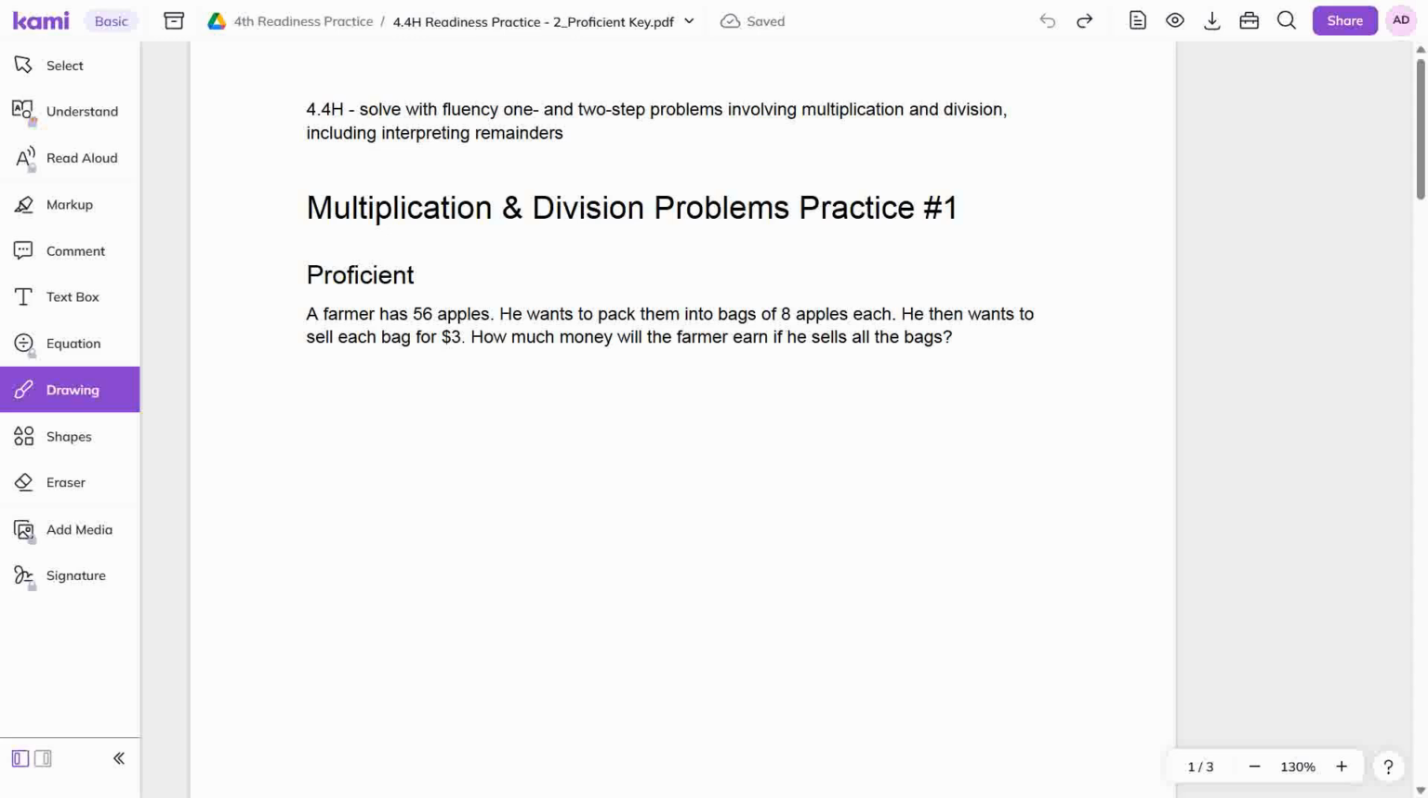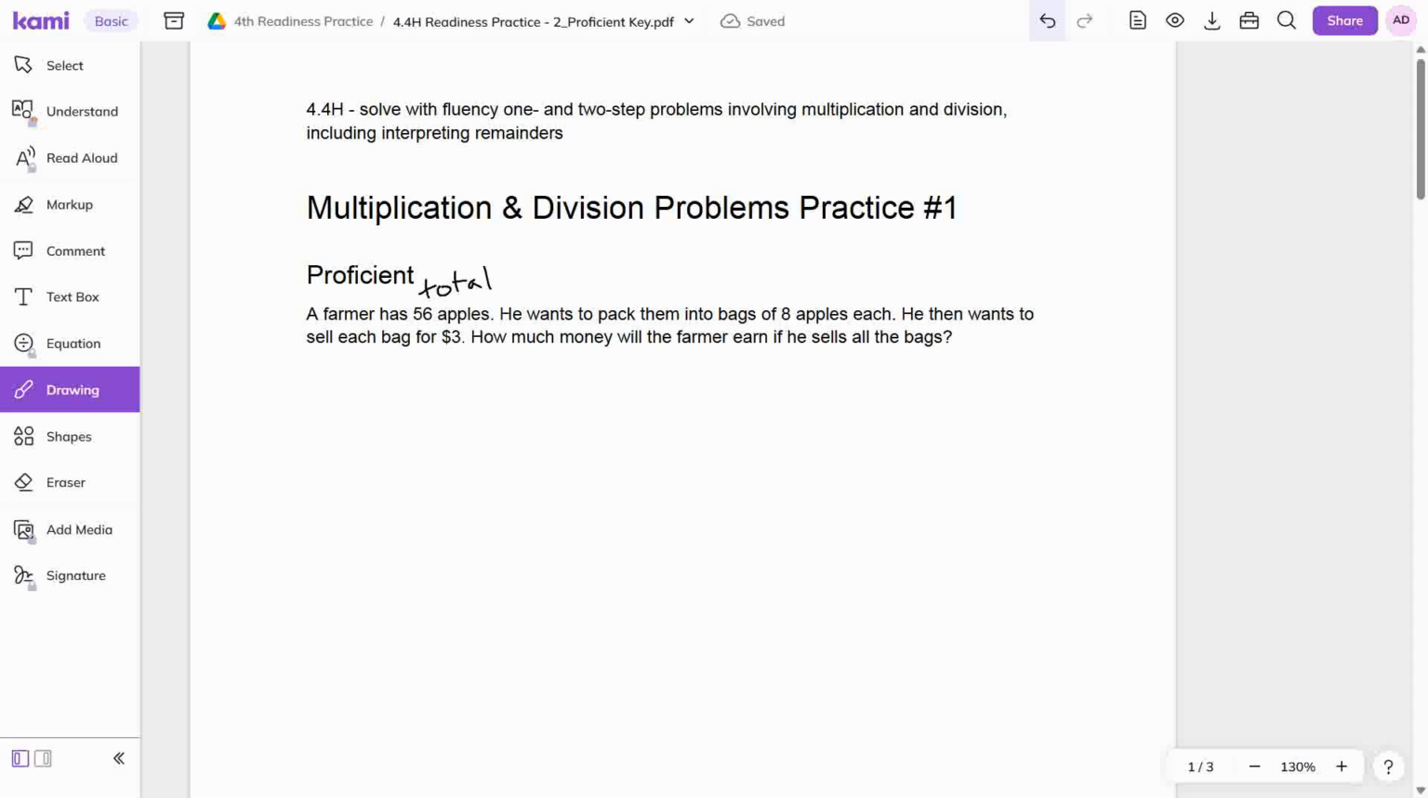So we've got a farmer here, has 56 apples, wants to pack them in a bag of 8 each, and then wants to sell them for $3 each. All right, so we're going to sell all the bags. How much money are we going to make? Let's draw a strip diagram here. So 56 apples, this is my total.